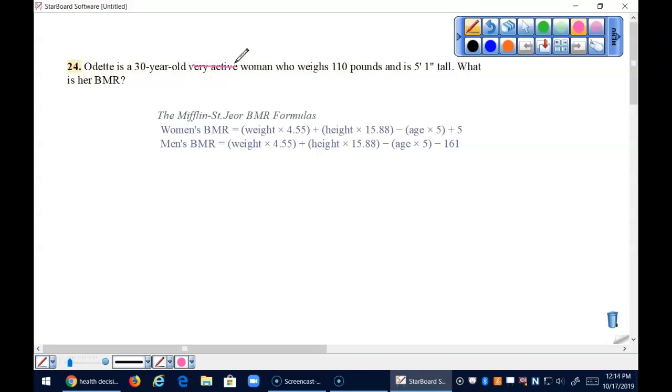The BMR is her basal baseline metabolic rate. If she just lies in bed all day because she's in the hospital having a terrible thing happening. So the fact that she's normally very active doesn't matter. This is when she is being a couch potato. But the numbers we all need, we can plug 30 into the age. We can plug 110 into the weight. 5'1", that's not friendly.